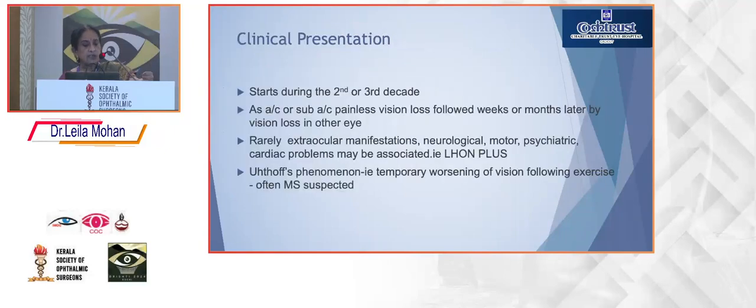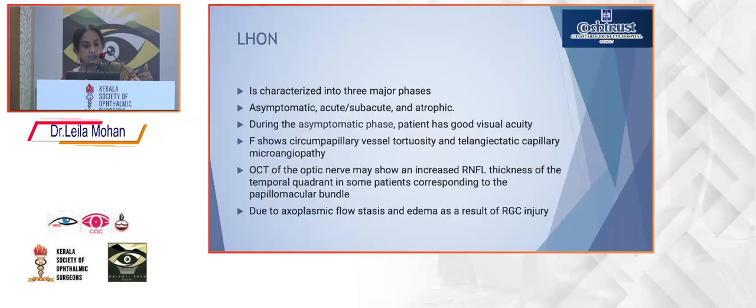It starts during the second or third decade with an acute or subacute painless vision loss, followed weeks later by the other eye also getting involved, and rarely other extraocular manifestations, which is called LHON plus, can be there. Like in optic neuritis, Uthoff's phenomenon may be there, and so optic neuritis is diagnosed.